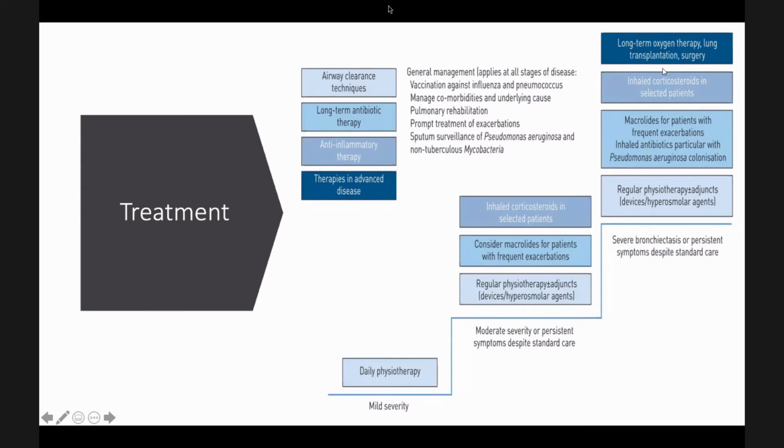So how to do the airway clearance techniques? There are certain ones. I want to show you the video.